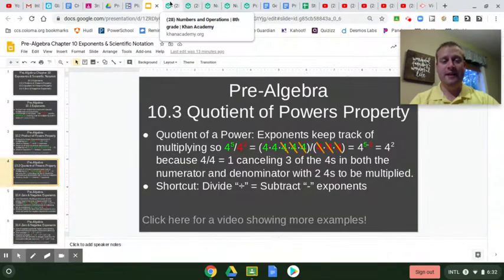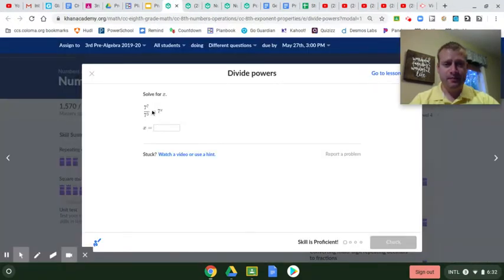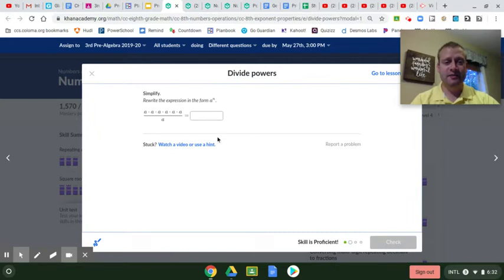So what does that look like in Khan Academy? They'll do a couple different things here. Here we've got 7 to the 7th divided by 7 to the 3rd. 3 7s are going to cancel out of both the numerator and denominator, leaving us 7 to the 4th power. So all we're doing is typing in 4 because that's the value that x would have to be there. And if you took a calculator and checked that, 7 to the 7th divided by 7 to the 3rd is going to be the exact same value as 7 to the 4th.